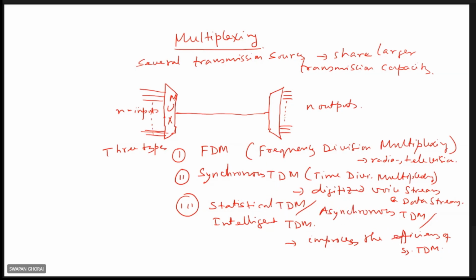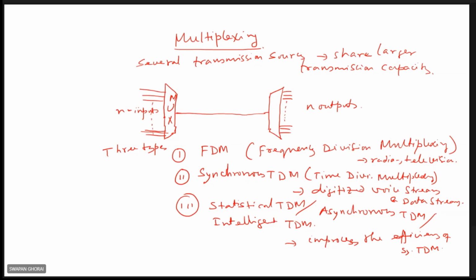Actually, in these two, even in FDM, dedicated resources are used. Frequency slots are used for different data sources in FDM, and time slots are used for different data sources in synchronous TDM. One time slot for one data source, but that is dedicated. Even if that particular source is not transmitting data, the slot will still be fixed. So that way it is wastage of resources. That problem is overcome in statistical TDM. We will see it one by one.